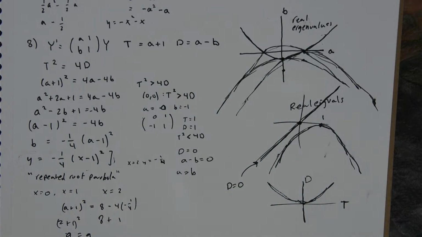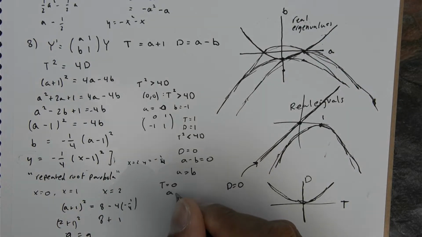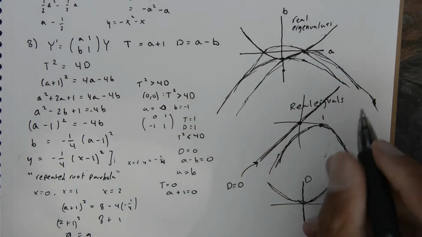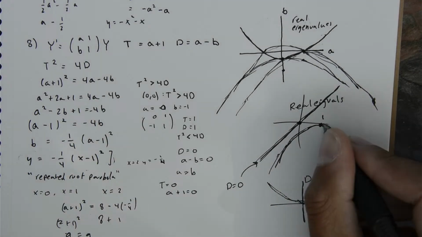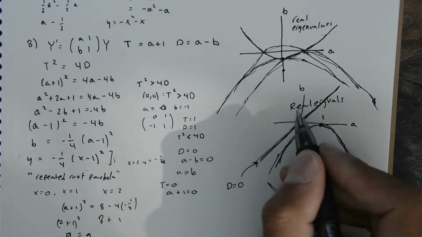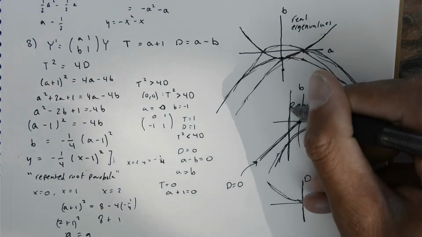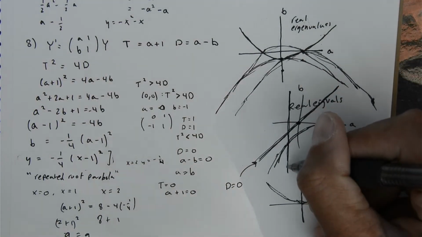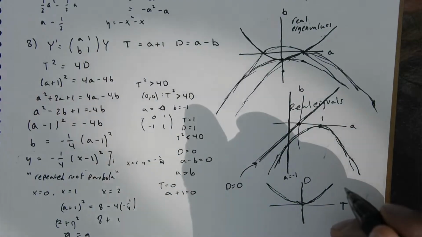And then similarly, for the trace equal to 0, we have t equal to 0, we get a plus 1 is equal to 0. So a is equal to minus 1. So then we're going to have, wait, this is a and this is b. So if a is equal to minus 1, then we're going to have a line like this. So this is the a equals minus 1 graph.